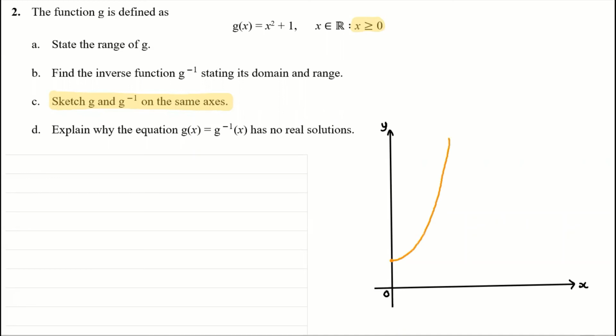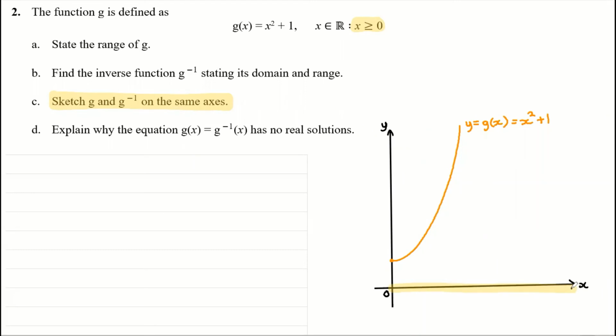Okay, maybe I'll just try that again. Something like that. No, I'm not happy with that either. There we go. That'll do. So this is y equals g of x, which is equal to x squared plus 1. And it's defined for all positive and 0, of course, x values. So it's just those x values. Now then, so that's the sketch.